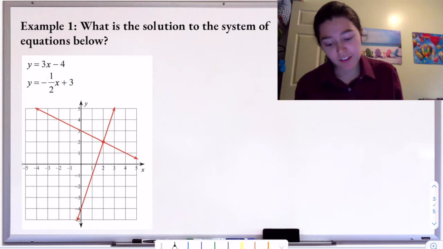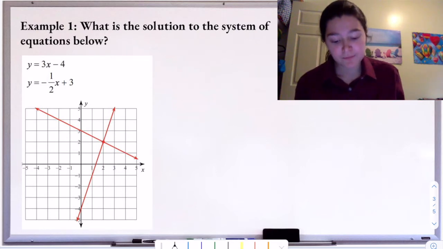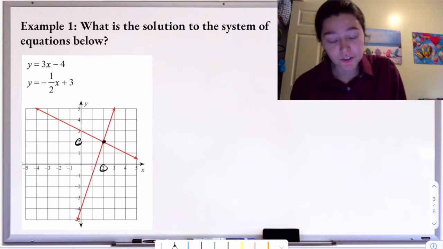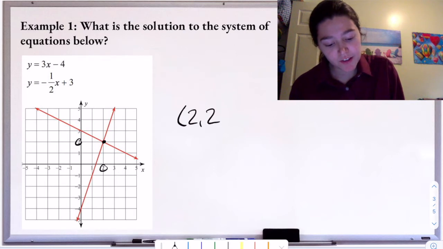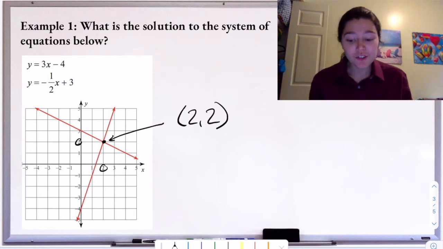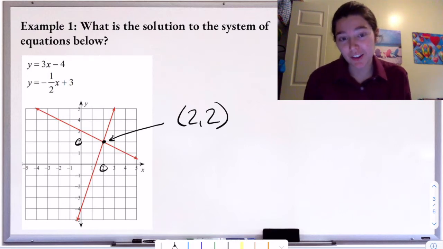Okay? So take a look at this graph. Where do the two lines intersect? Perfect. This is the point 2, 2. Great, 2, 2. We have an x value of 2 and a y value of 2 right there. So that is the solution to this system of equations. When x equals 2, we get a y value that equals 2. That makes both of those equations true, so it's the only solution to the system.